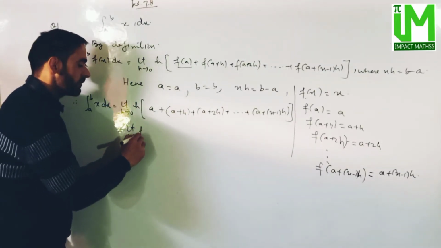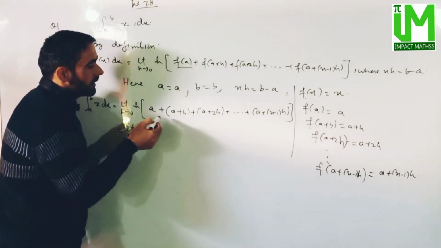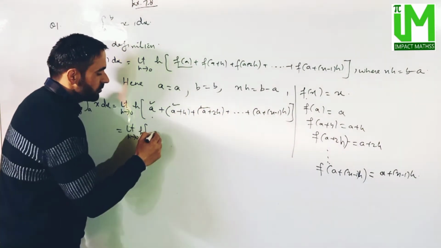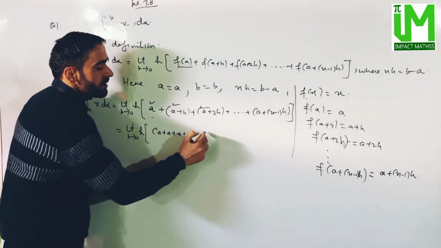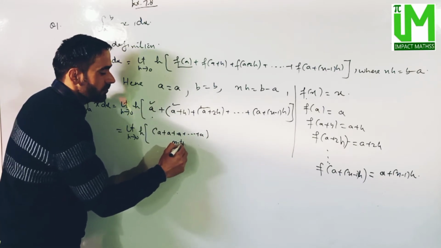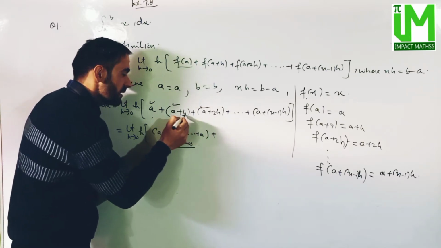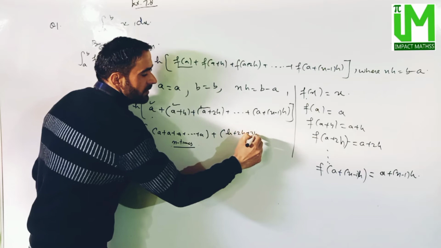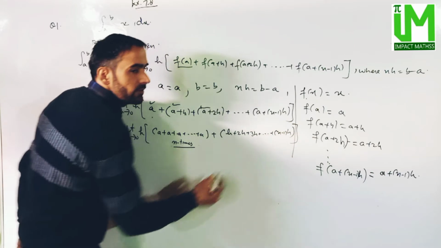Which will be equal to limit h tends to 0. Now let us simplify by taking like terms together. We add up a, so we can write a plus a plus up to a. How many times are we adding a? It is n times. So we are adding a n times, plus h plus 2h plus 3h plus up to the last term, n minus 1 into h.